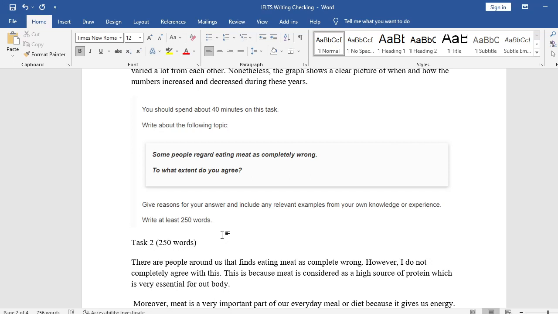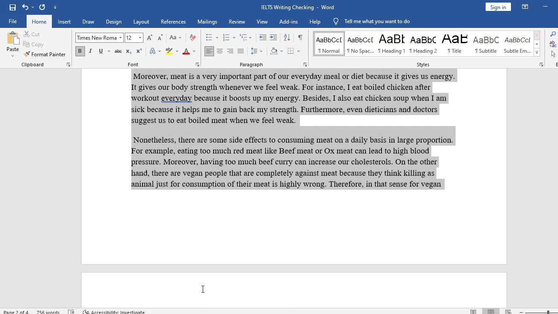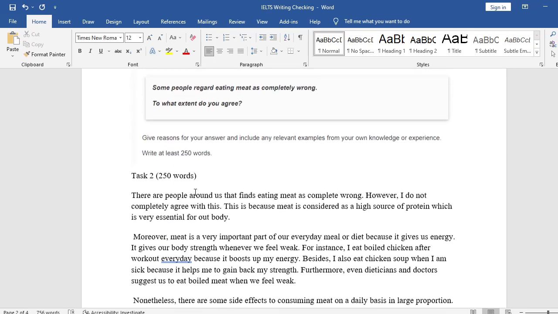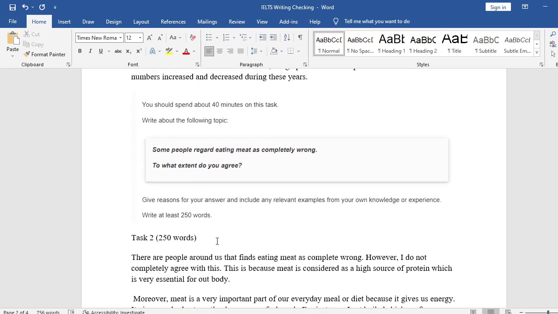So this is IELTS Writing Task 2. We know that we have 40 minutes to write an essay. So it can be an argumentative essay or an opinion essay, and we have to write at least 250 words. So this essay that I am going to check right now, it has 250 words. So I recommend you to write more than that.